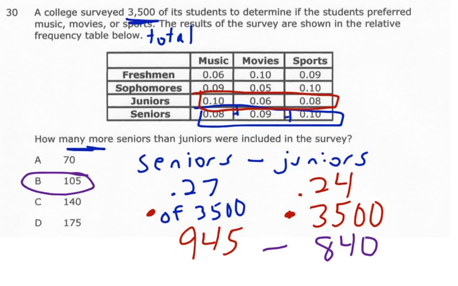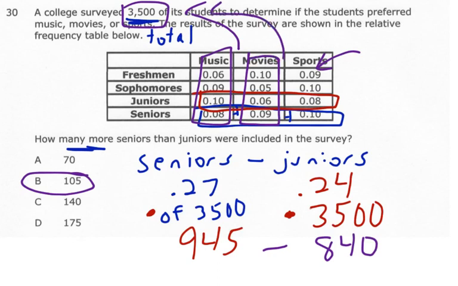So the key thing to remember here is, if they give you the total, these decimals represent the percents written as decimals for each category. So if you want to find the total number of music, you'd add up the music column and then multiply it by 3,500, and that would give you how many students like music. If you want to find out how many students like movies, you'd add up that column and then multiply it by the total, the 3,500. That would be how many students like movies.